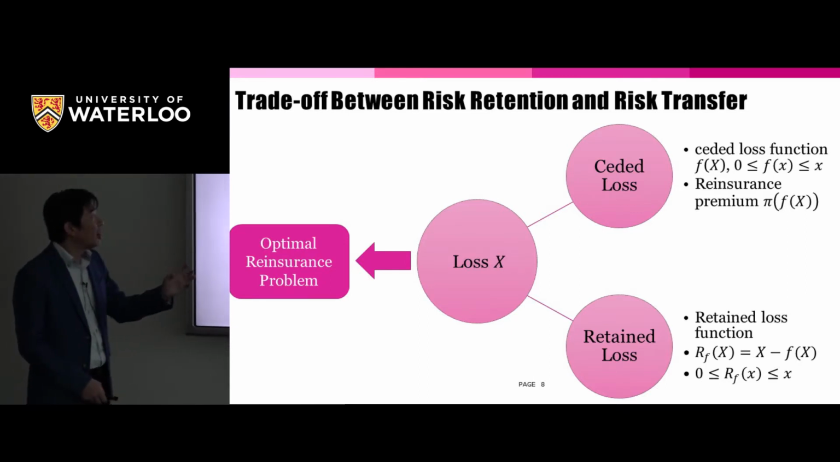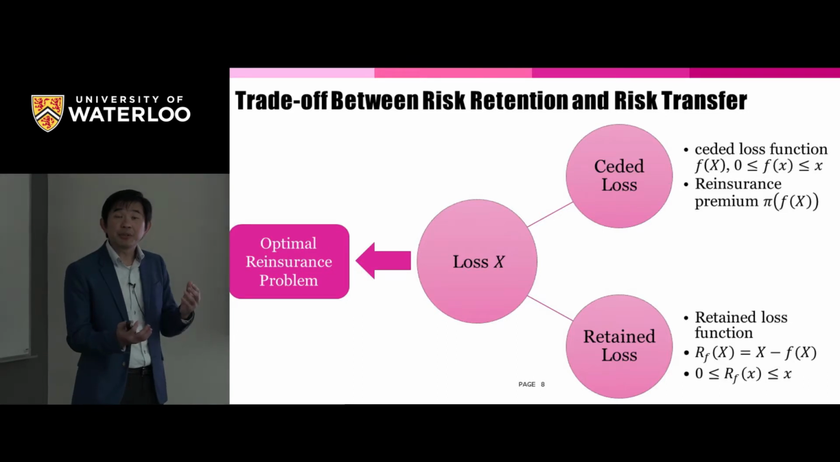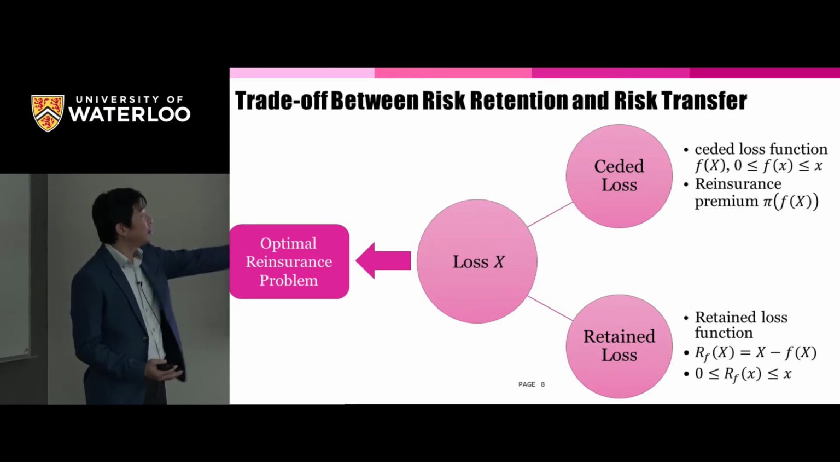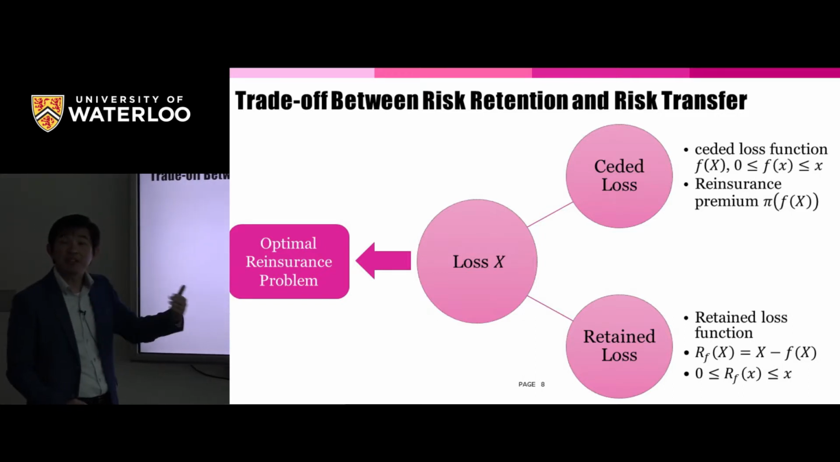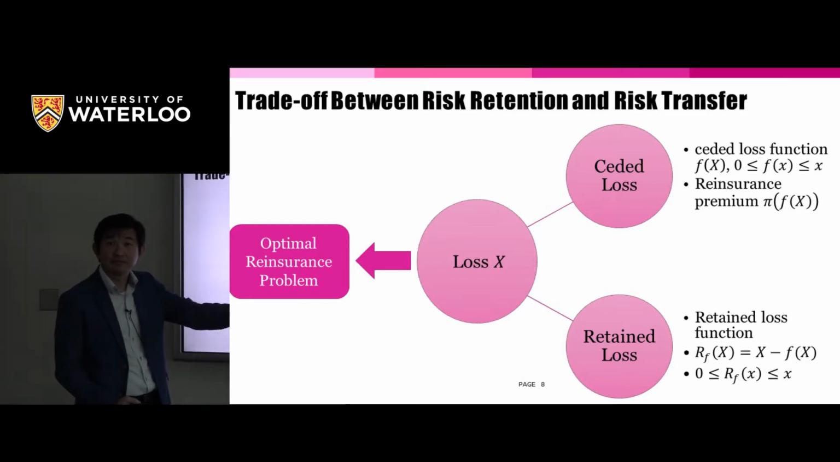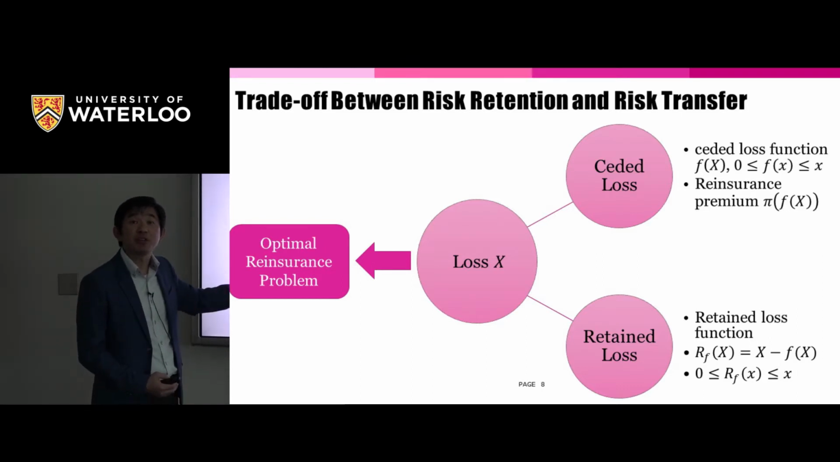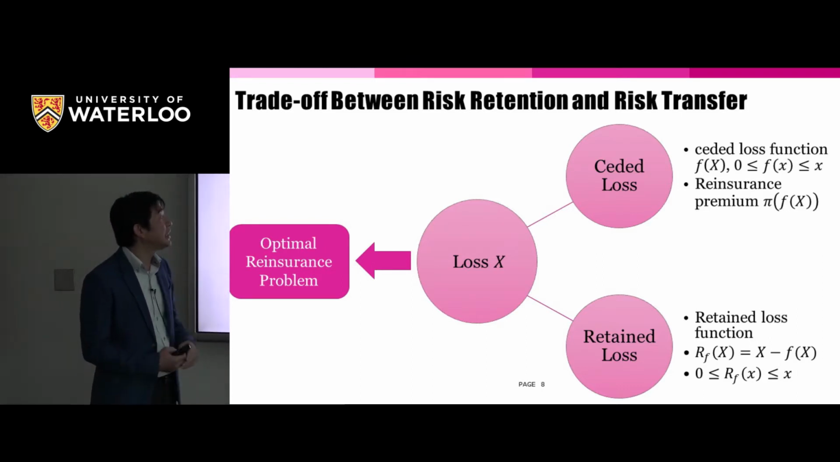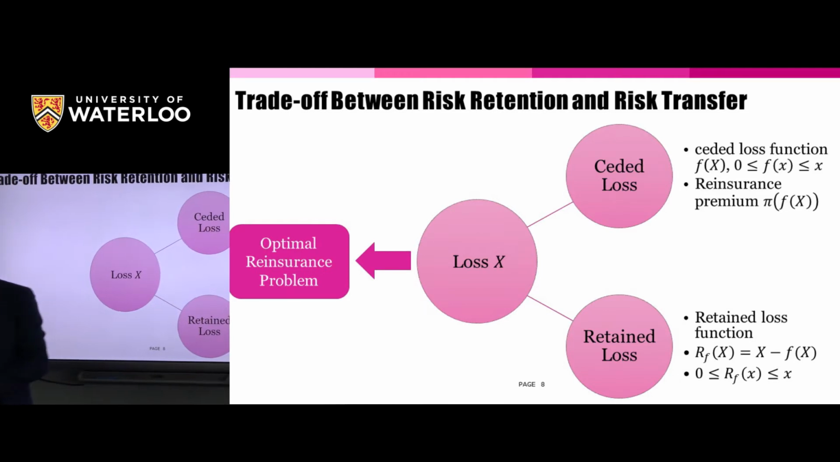This diagram also indicates that there is a trade-off between risk retention and risk transfer. Why? Well, recall that f(X) refers to the amount of risk that is being transferred, that is, being ceded to a reinsurance company. In exchange for that, the insurance company is also liable to pay an amount given by pi, which is a function of f(X), which is the reinsurance premium.